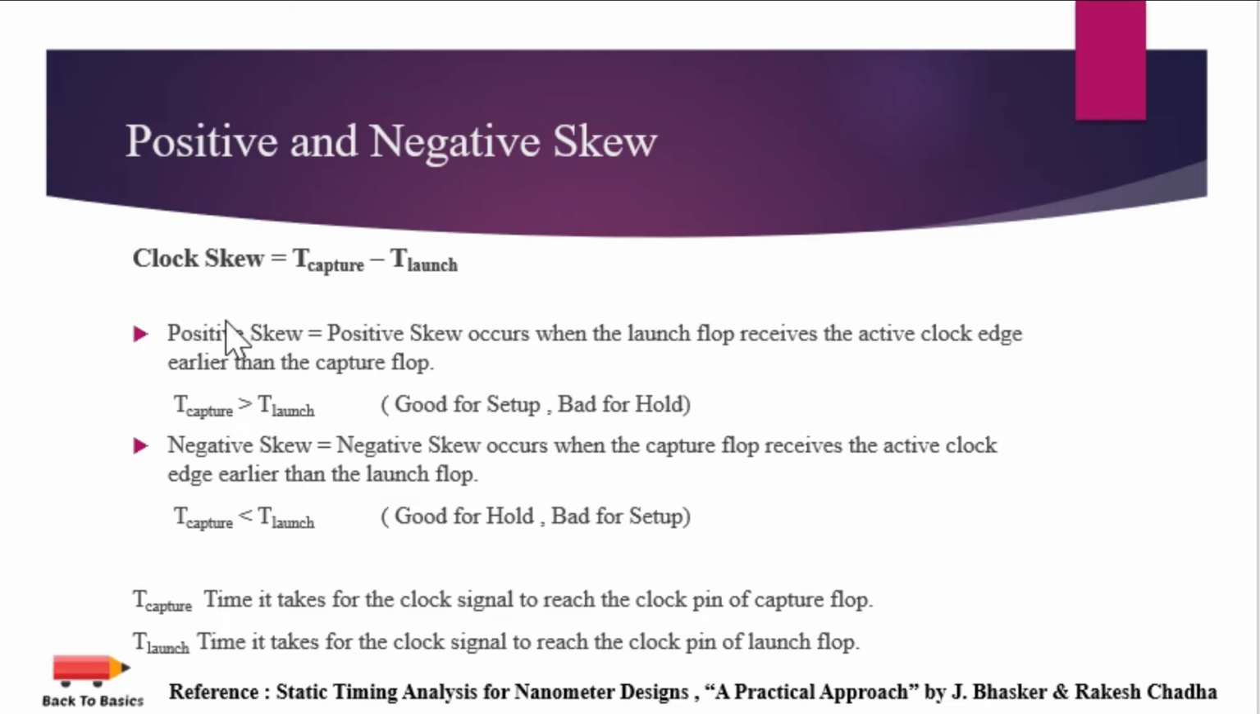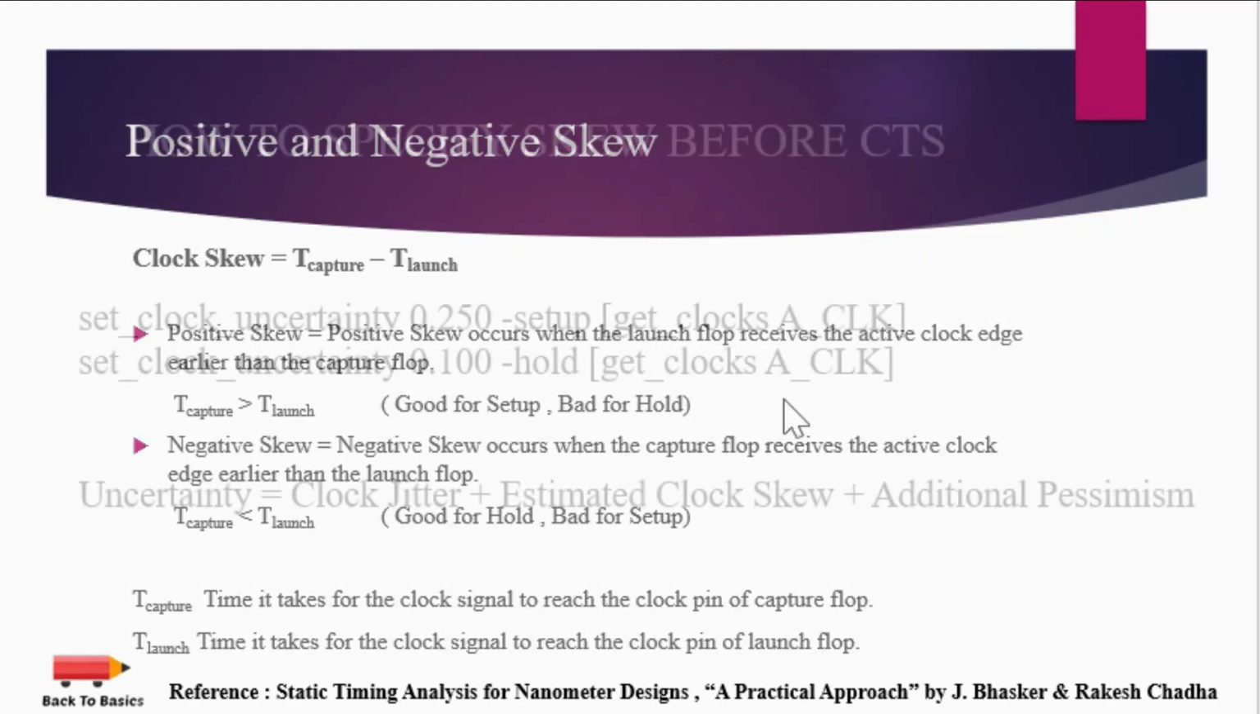Now there will be a positive skew if the clock at the launch flop arrives earlier than the clock at the capture flop. This positive skew is good for setup, but it is bad for hold. I have explained this in my setup time video. Similarly, negative skew is when the capture flop receives the active clock edge earlier than the launch flop. And negative skew is good for hold and bad for setup. This also I have explained in my hold time video.